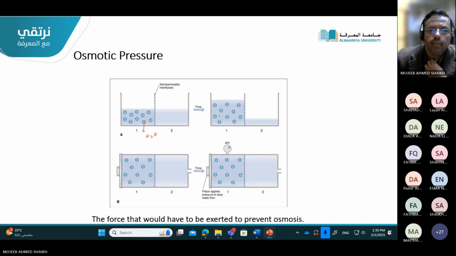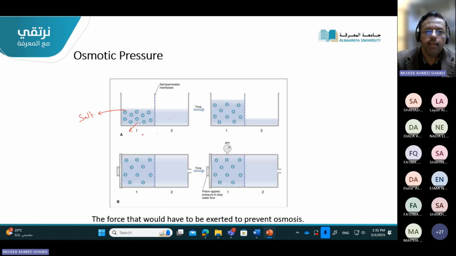And here is water with some salt. These are not water molecules, sorry. Water is only the liquid part here. Here is water with salt, and here is pure water. Now tell me, at which place, 1 or 2, is the concentration of water high? 2. Yes, because here is pure water, only water.